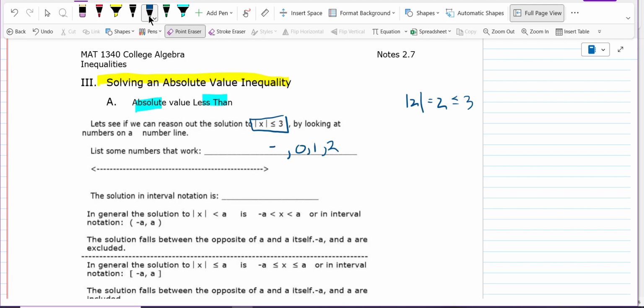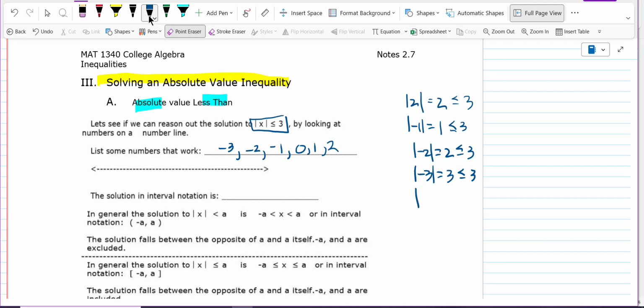Let's see what happens when we get into negative numbers. So if we do the absolute value of -1, that's 1, and that's still less than 3. Let's keep moving on. Let's go to -2. The absolute value of -2 is 2, and that still is right. Let's go to -3. The absolute value of -3 is 3, and 3 is equal to 3, so that's a solution.